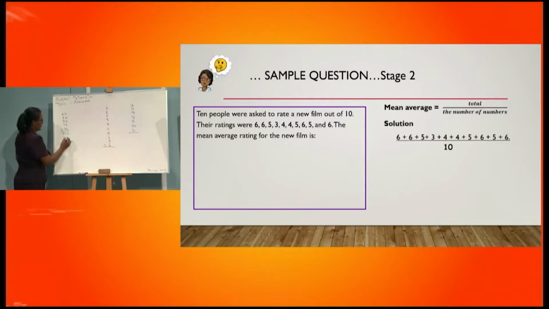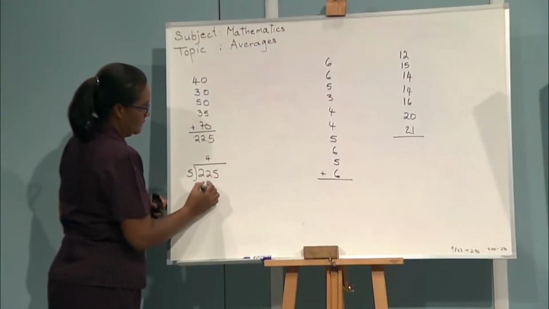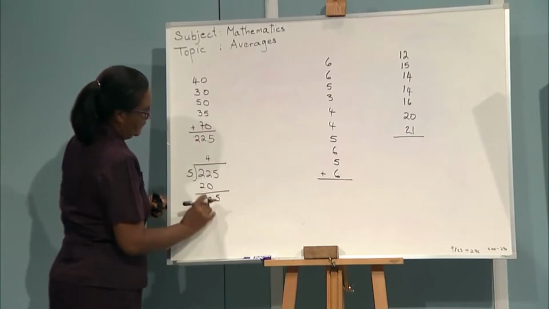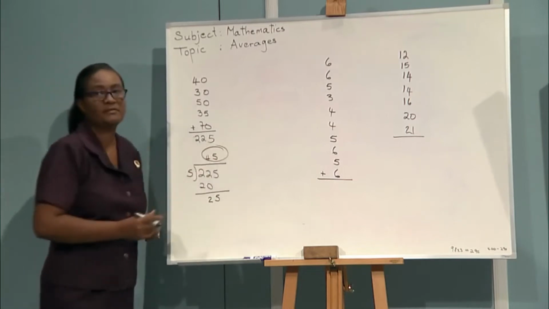Five into 22 goes 4 times, so that would be 20. 2 is left. 5 into 25 goes 5. So our answer is, that's our answer up there, 45.